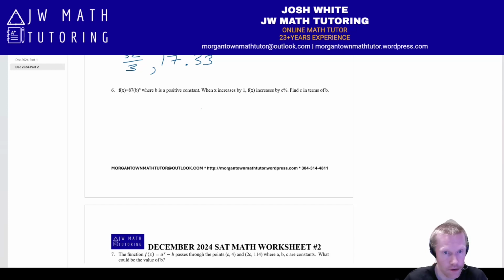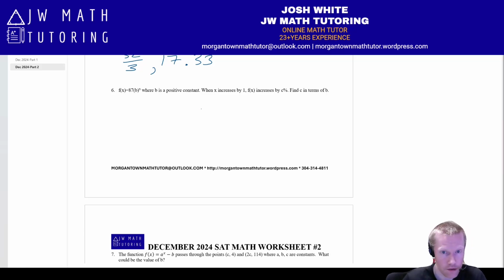This one is asking for basically the percentage increase when you increase x by 1 in this function. This is actually a repeat question. It first appeared, I think, back in June, in the June problems that I did. But I'll show you two different ways to do it. The first way is just a theoretical way. The second way is using actual numerical values and just finding it that way.